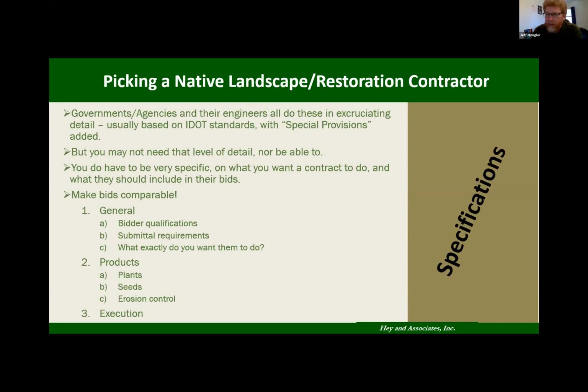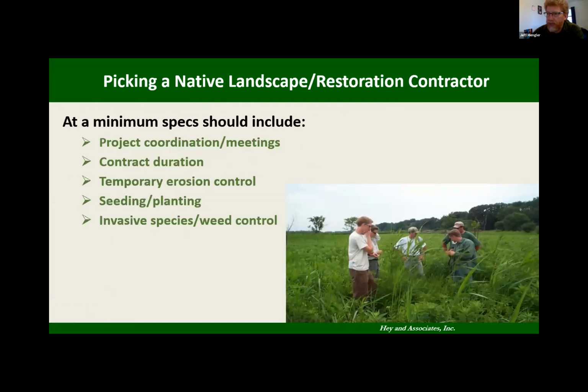Because at the end of the day, if you're getting multiple bids from contractors to, say, convert one of these stormwater basins or maintain it over time, those bids need to be comparable. You need to be able to compare apples to apples. So you need to be able to see their qualifications, what their experience is. You need to be very clear on exactly what you want them to do and what their responsibility is: if they're providing the plants and the seeds, if they're providing the erosion control, how they'll execute it. You need to include all of that information as much as you can so that you get what you're looking for and there are no surprises.